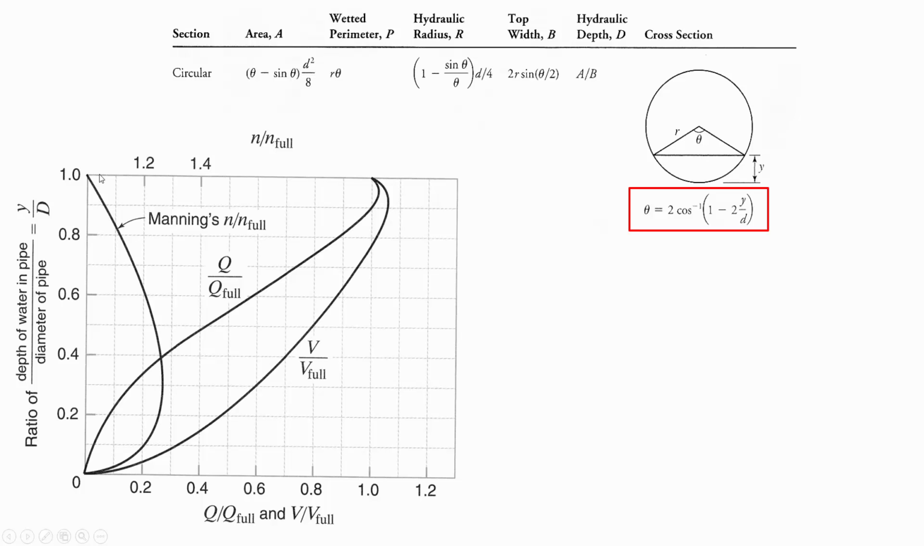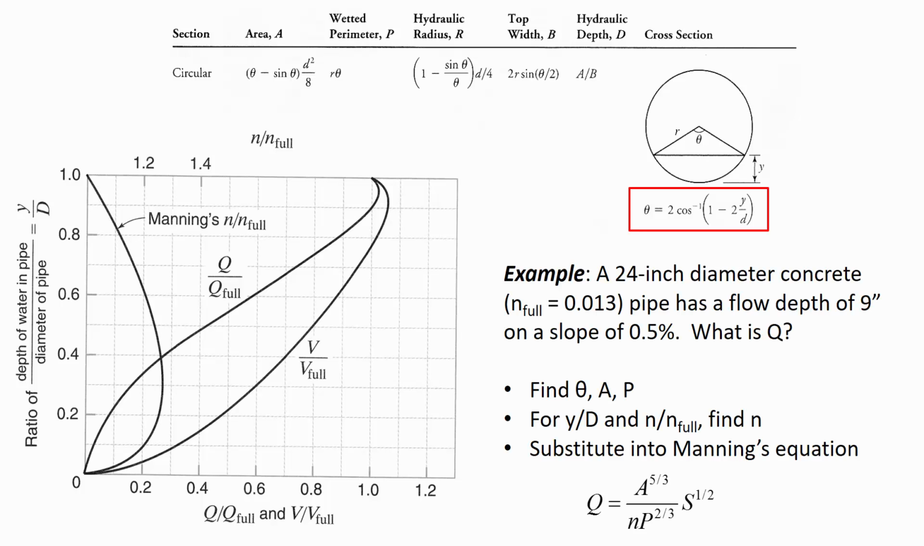And we'll look at some calculations that illustrate the implications of that. Let's say we have a 24-inch diameter concrete pipe. When the water is flowing through the concrete pipe all the way full, then the n value is 0.013. The flow depth is 9 inches, that's y. The slope is 0.5%, and when we put that into Manning's equation, remember we need to treat that as 0.005. We want to know what's the flow rate going through this pipe, if it's 24-inch diameter but only has 9 inches of depth.